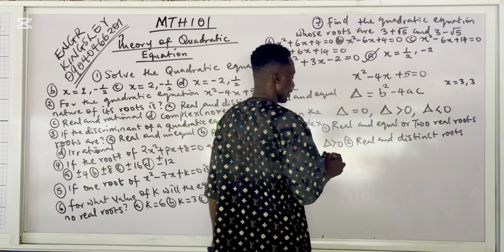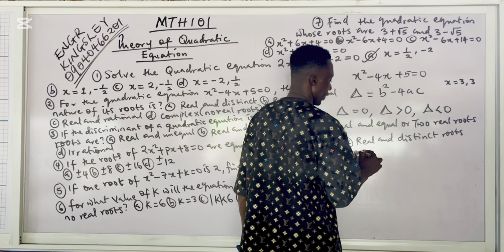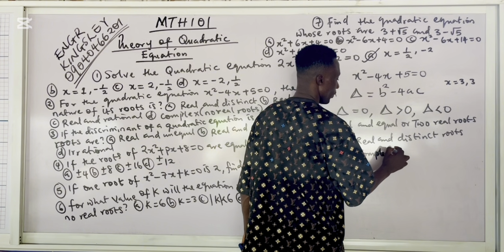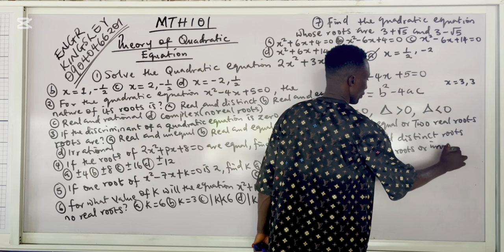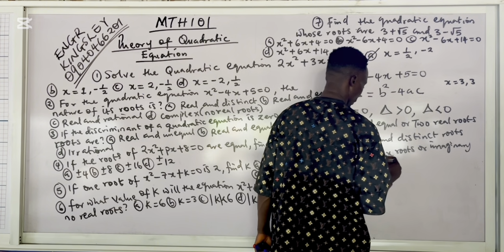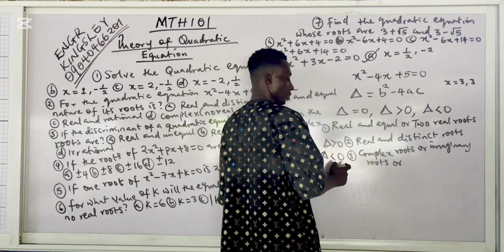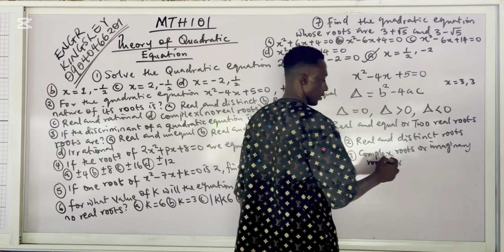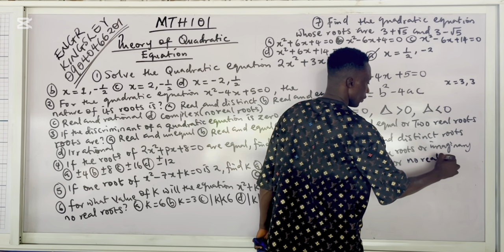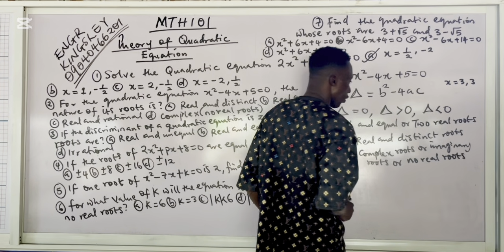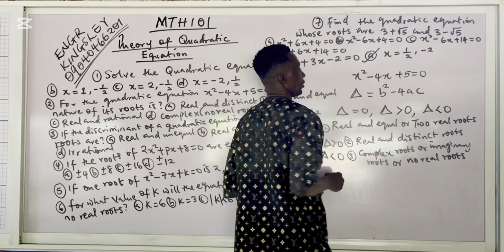Then the third, when the discriminant is less than 0, we have complex roots, or what we call imaginary roots. Another way we can call this number 3, when the discriminant is less than 0, is what we know as no real roots. So be careful of all these terms in case you see them in your exam. You will not make a mistake in any way.